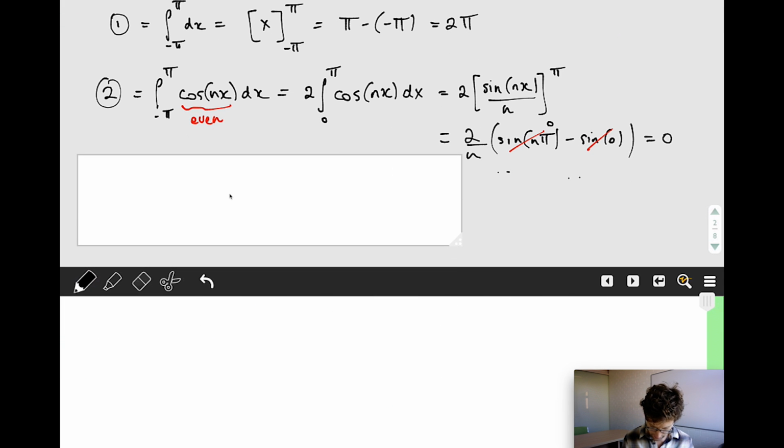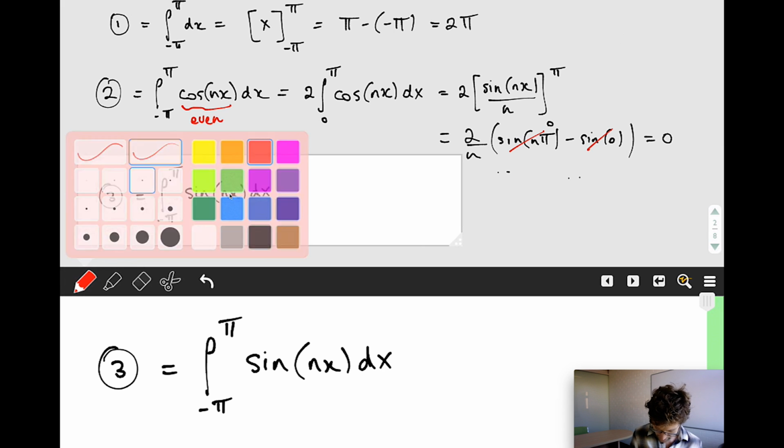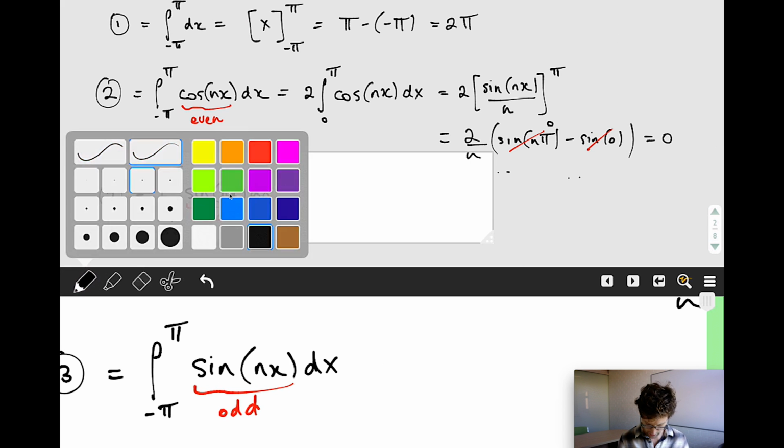Let's take a look at integral number 3. So I've got the integral from minus pi to pi of sine of nx dx. And we notice that sine is an odd function. That is, when I swap it left-right, I get a minus sign. So the two contributions from 0 to pi and minus pi to 0 are going to cancel out, so that this total integral is going to be equal to 0.